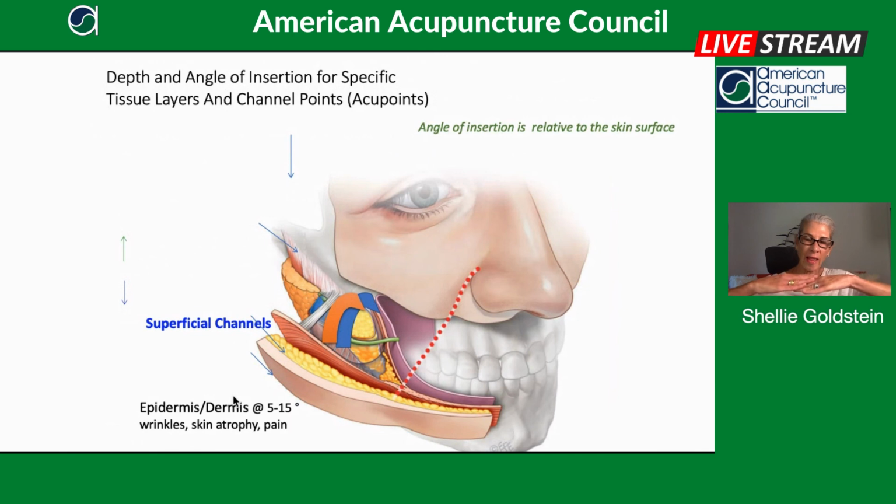So we're actually laying that needle very flat. When we talk about angle of insertion, what we're talking about is relative to the skin surface. So we would lay that needle right at the surface of the skin at, we say, 5 to 15 degrees. And we can treat the superficial wrinkles. We can treat skin atrophy, pain.